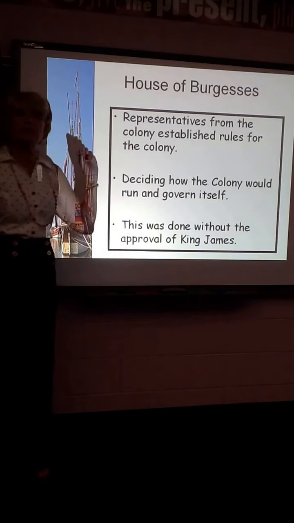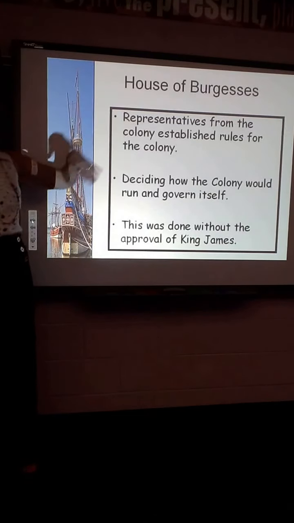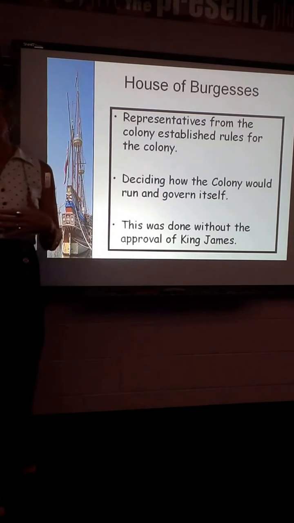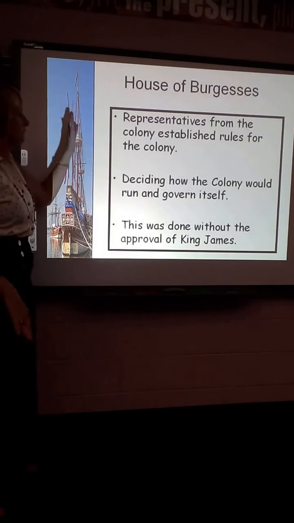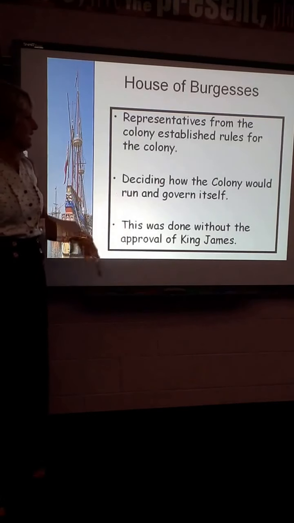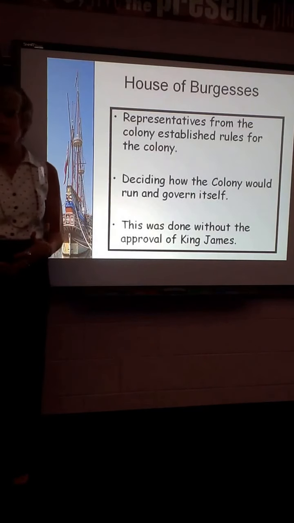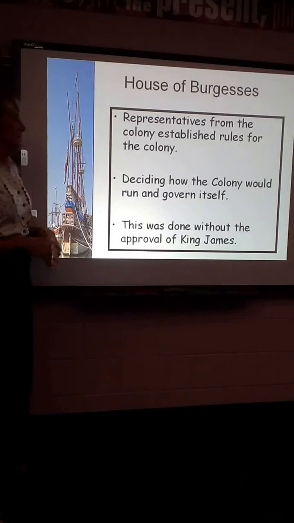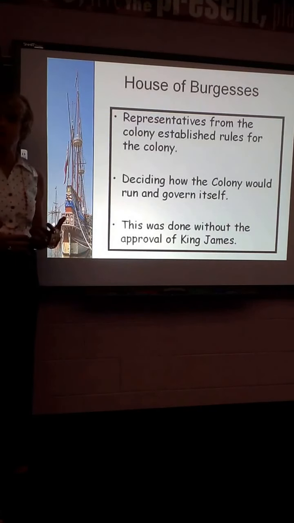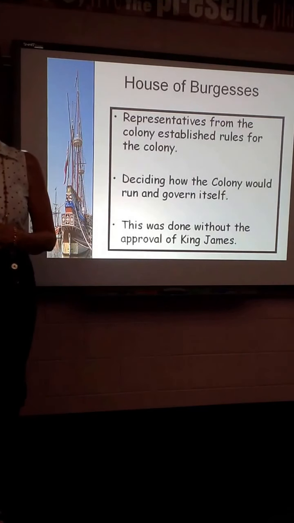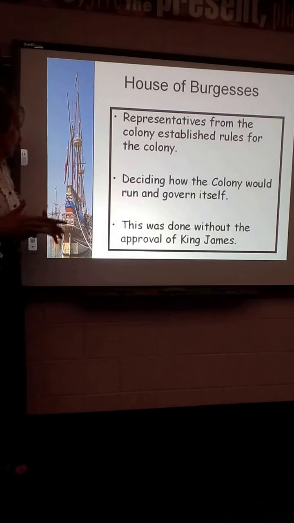And so this is really significant. The first House of Burgesses was the first representative form of government in North America that was independent from the king. They were making their own decisions. And so they were deciding how the colony would run and govern itself. This was done without approval of the king. They didn't say, can we do this, King James? They just did it. And they had to do it to bring efficiency in making rules and regulations and defining how the colony would work.